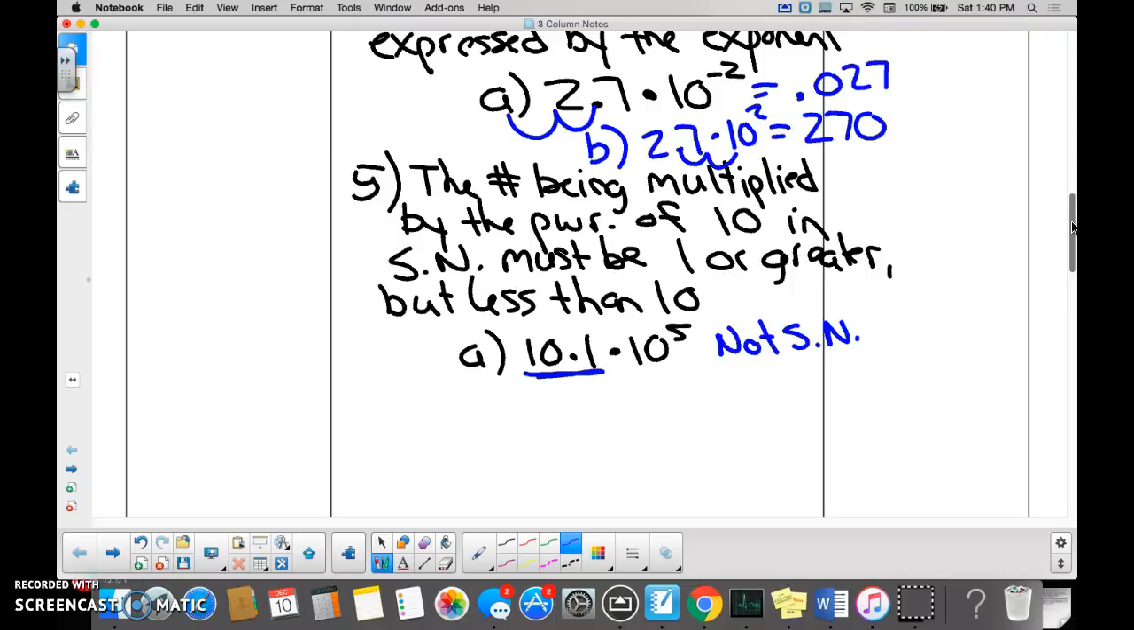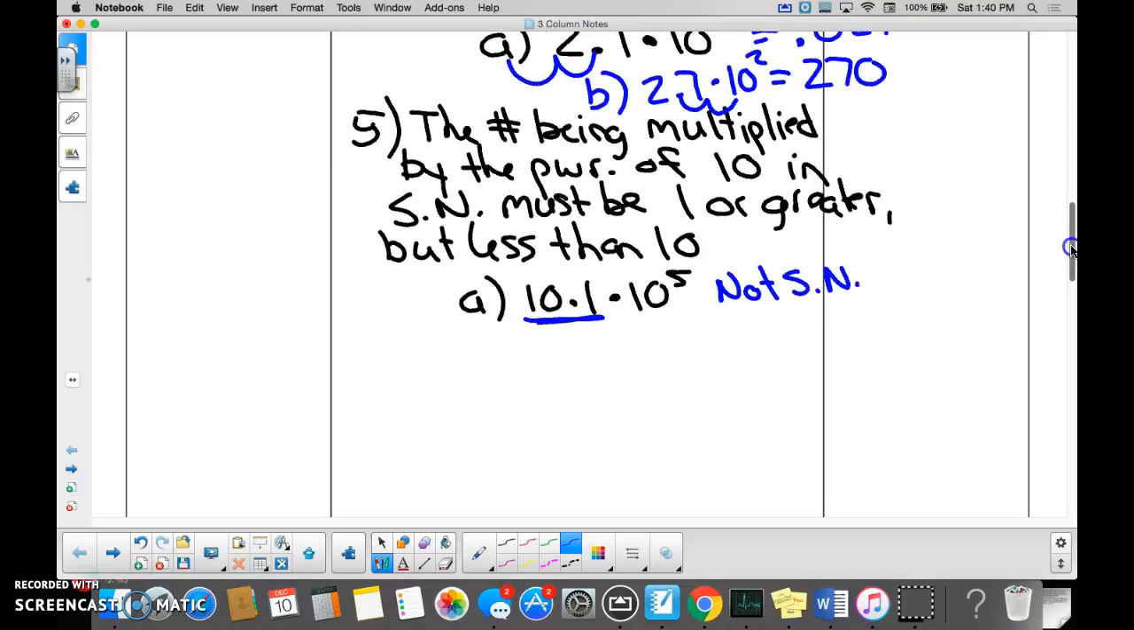So scientific notation is never expressed with anything except a number that is greater than or equal to 1 but less than 10. So the number has to be greater than or equal to 1 but less than 10. I don't even know if I wrote that right. Greater than or equal to 1 but less than 10.